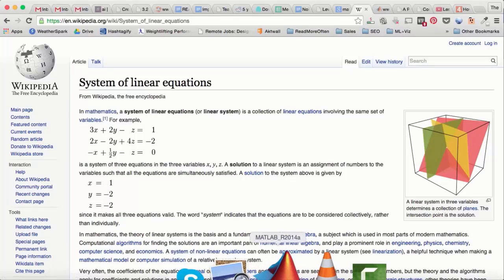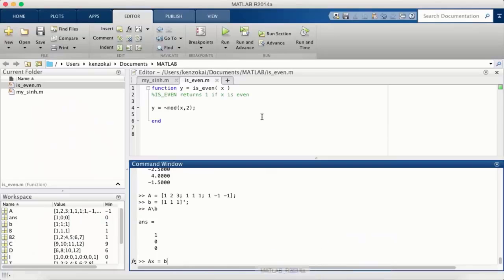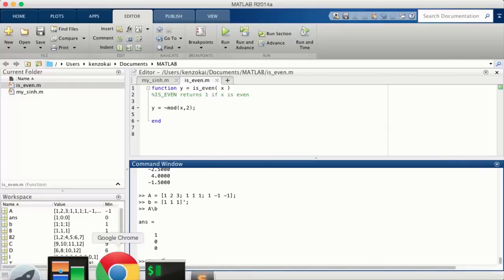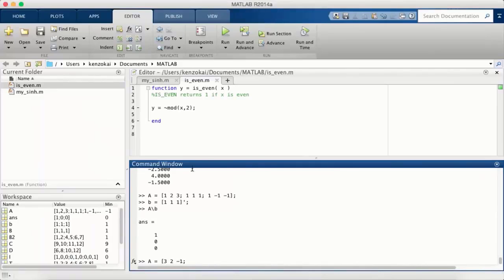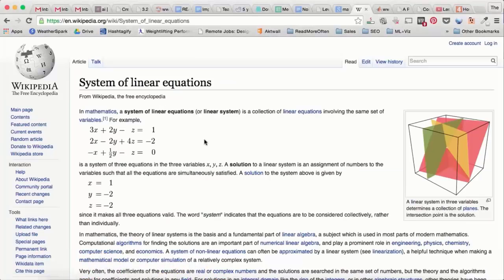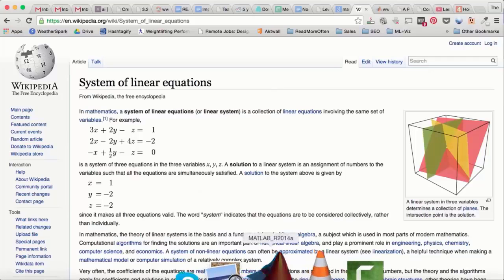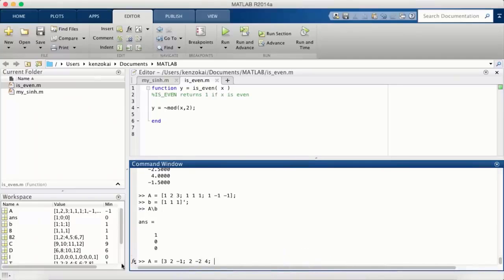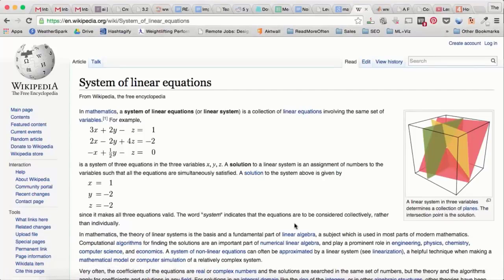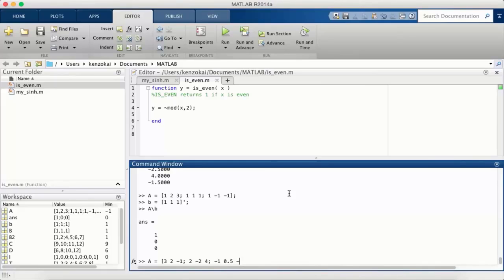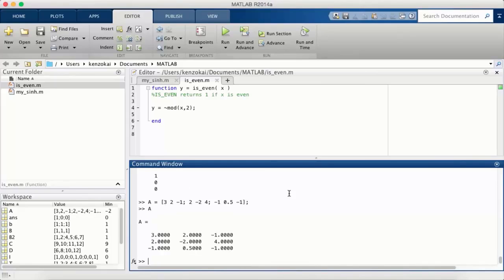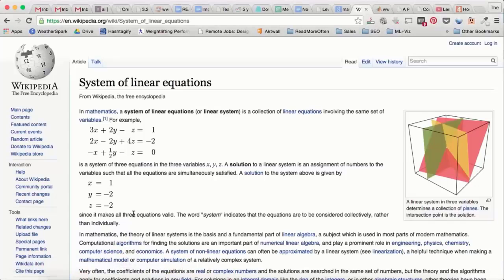So in this example, A would be 3, 2, minus 1, 2, minus 2, 4, minus 1, half, minus 1. Okay, so that's A. B is 1, minus 2, minus 2.